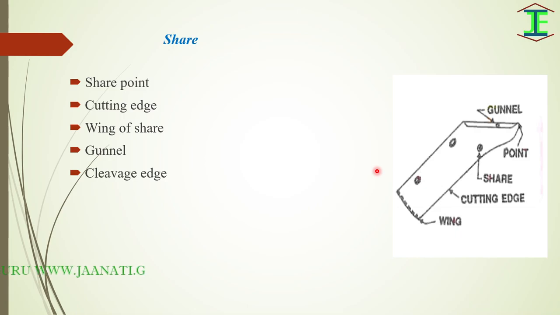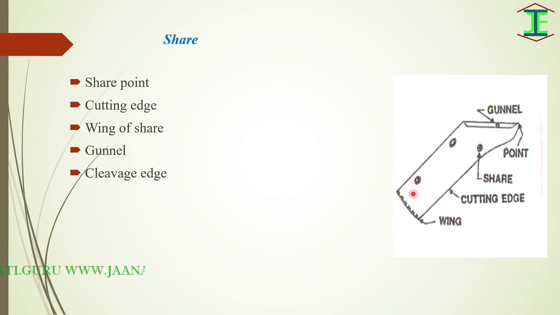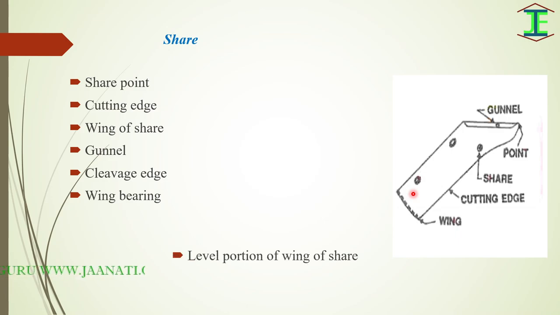Cleavage edge. So here it is the cleavage edge. It joins the moldboard and share on the frog. So moldboard and share are connected to the frog by this cleavage edge. Wing bearing. So it is a level portion of this wing of share.